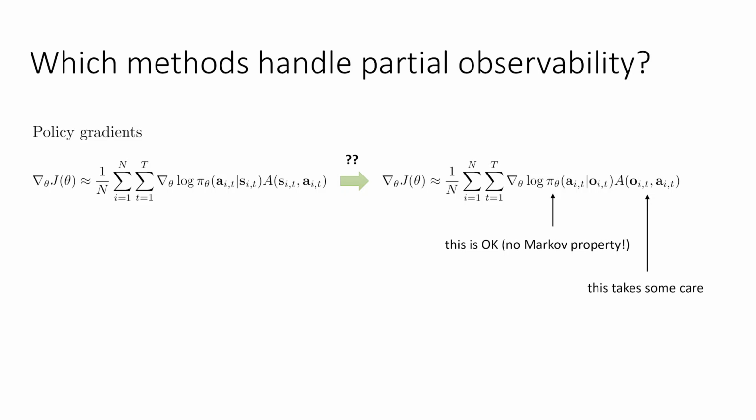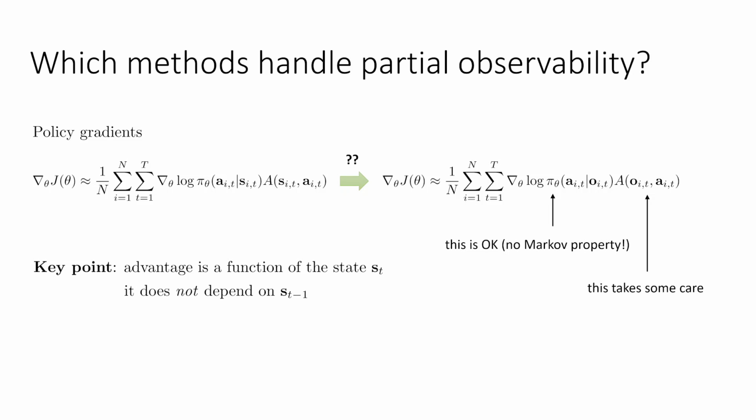However, the advantage estimator takes a little bit of care because there are multiple ways to estimate the advantage in policy gradients, and some of them can get us in trouble, whereas others are totally fine to use. So the key point is that the advantage is a function of the state S_t. The advantage is not necessarily a function of the observation O_t. So the advantage does not depend on S_{t-1}, but if you don't have the state, then you might get in trouble. So that's why it's totally okay to use r_t plus the next value minus the current value as your advantage estimator with some function approximator for V.